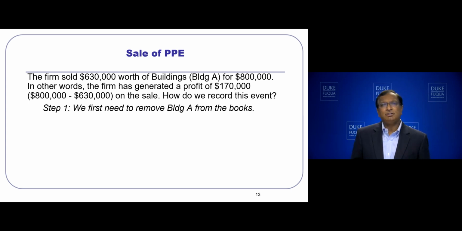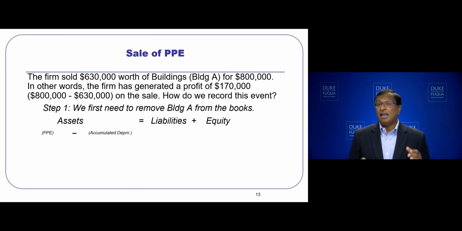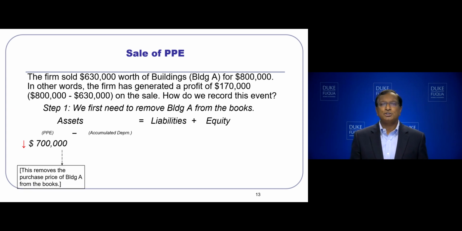The first step that we'll take is we'll first remove building A from the books because it no longer belongs to the firm. And how do we do that? We have two accounts with respect to the buildings, which is PPE and accumulated depreciation. So we need to remove those accounts separately. We know that the PPE, the original purchase price of building A, was $700,000. So we need to remove $700,000 from the PPE account. This way we remove the purchase price of building A from the books.